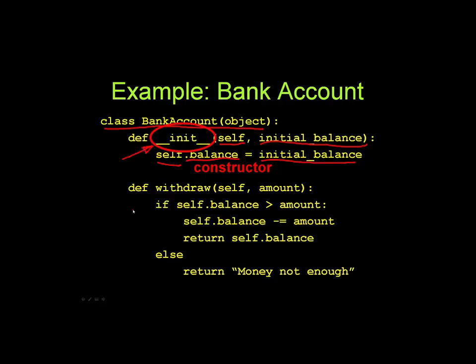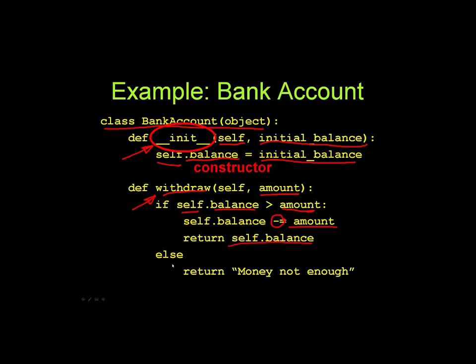There's another function called withdraw, and interestingly, these functions that are embedded inside an object are called methods, right? So withdraw, what does it do? It allows you to withdraw an amount. If self.amount is more than the amount, you will minus away this amount, and after that, you return the balance.